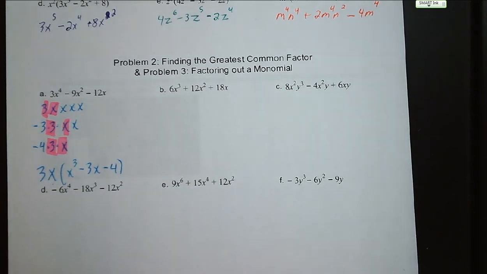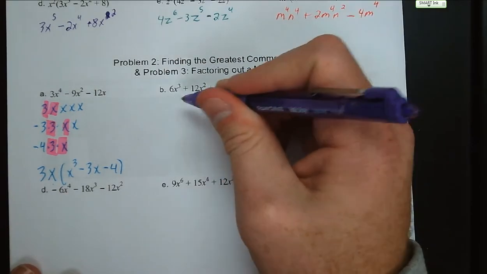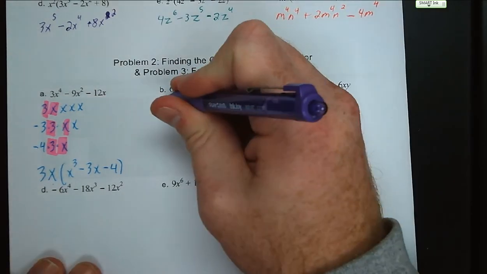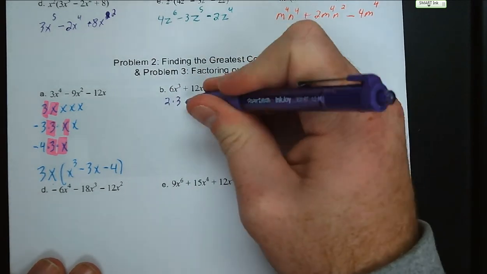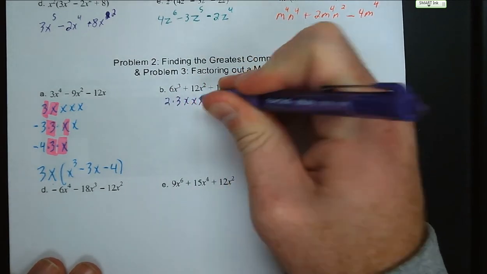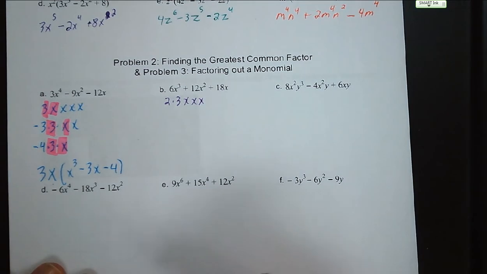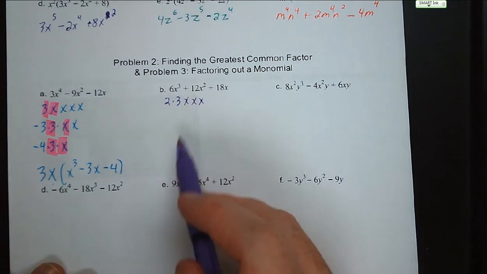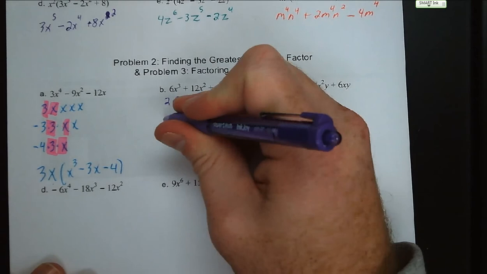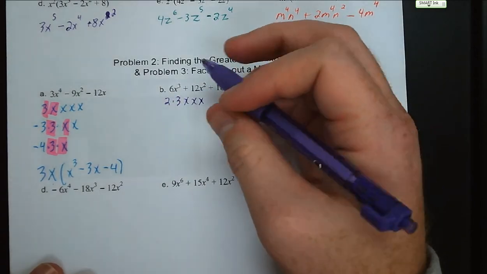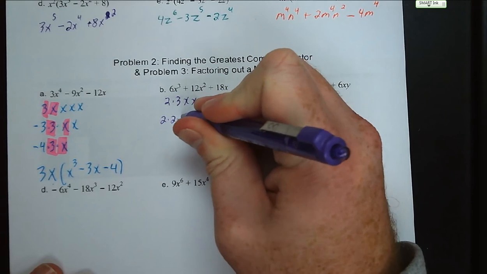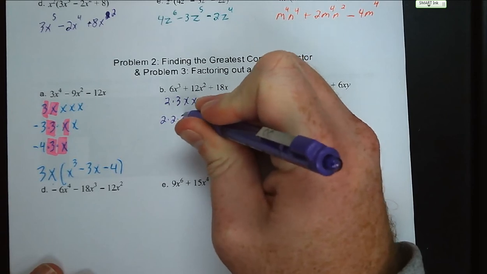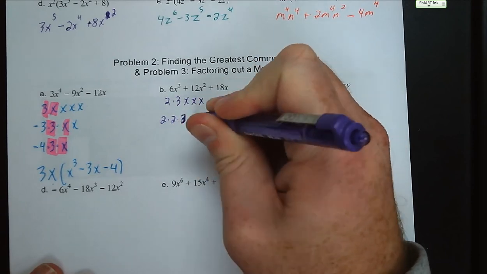So, letter B, we're going to list out our factors. So 6x cubed, that's going to be a 2 times a 3 times x, x, x. Okay. 12x squared, well, that's made up of 4 times 3, and 4 can be broken into 2 and 2. So it's 2 times 2 times 3, and there are 2 x's.